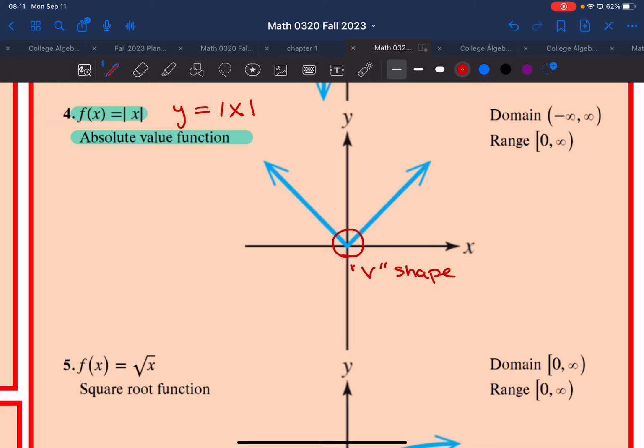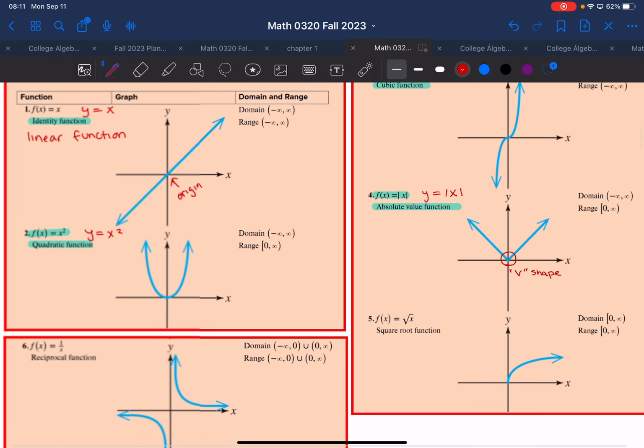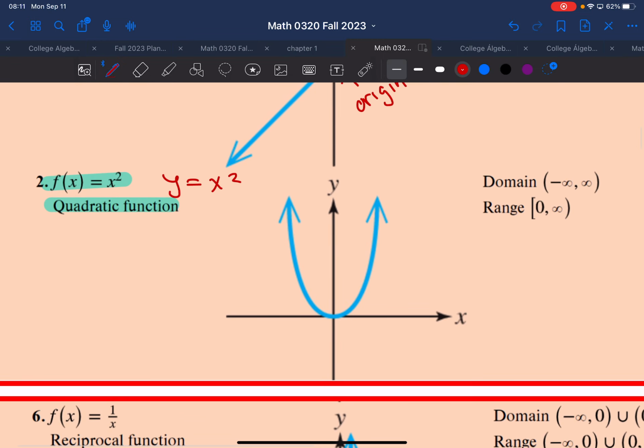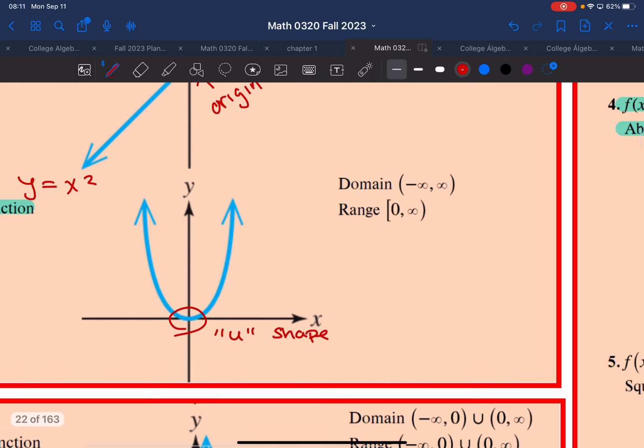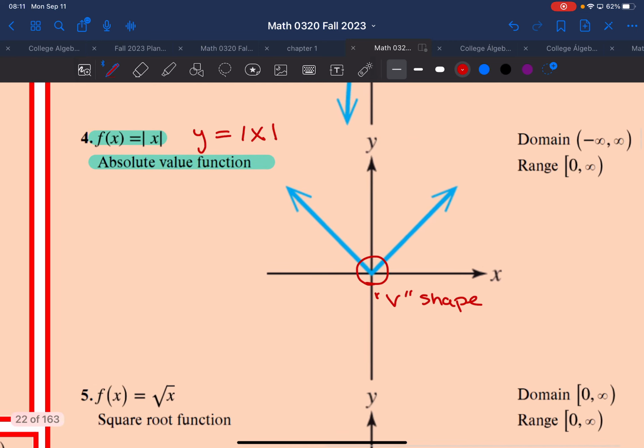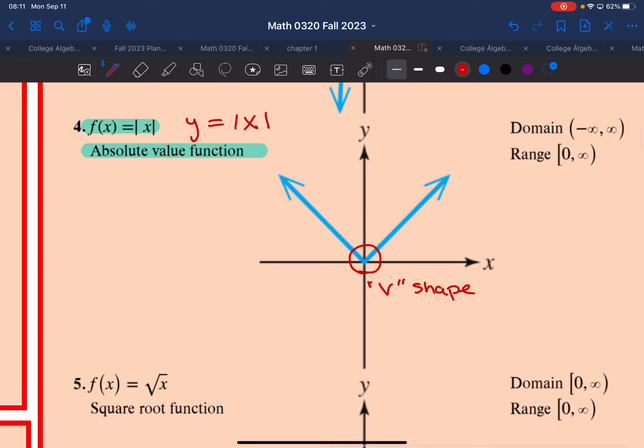So when we looked at the quadratic function, it formed that U at the vertex. It's a U shape. All quadratic functions form that U shape, just like all absolute value functions form that V shape.